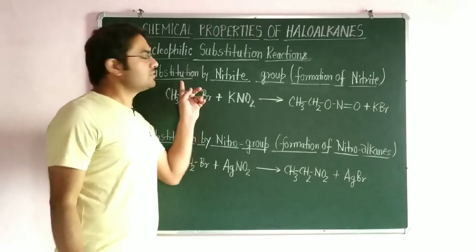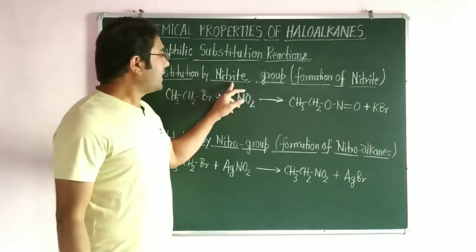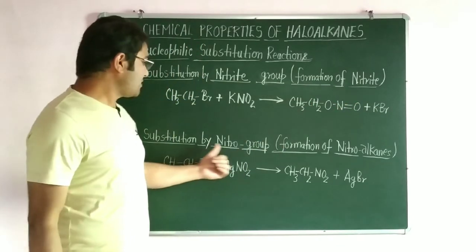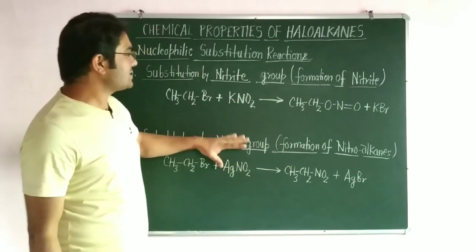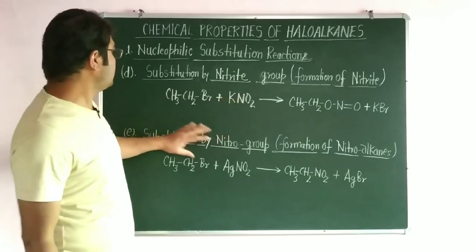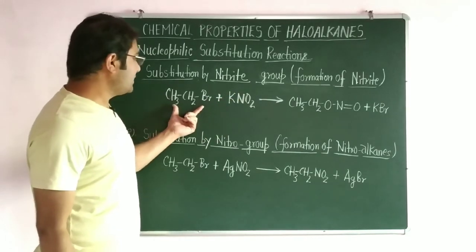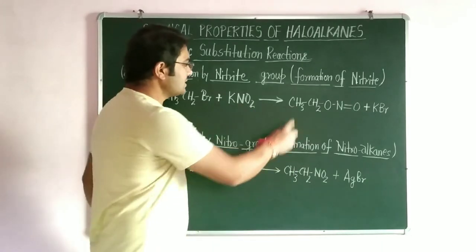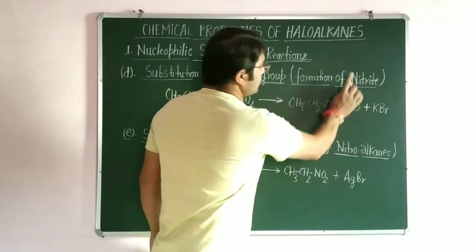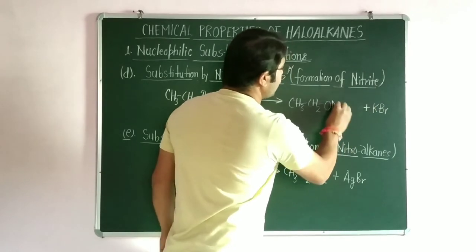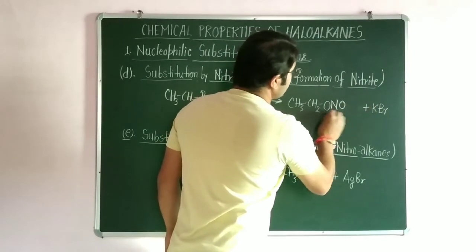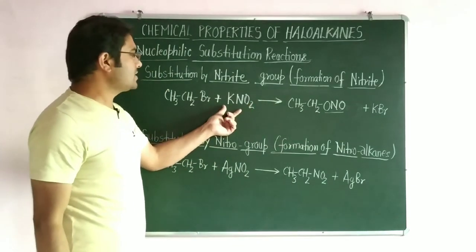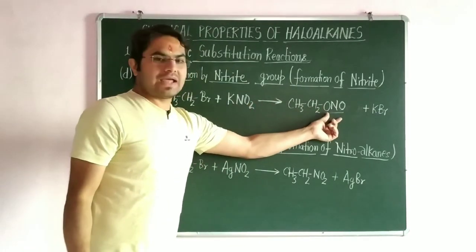Now the next substitution is by nitrite group, that is formation of nitrite, and substitution by nitro group. Again both reactions are similar to the previous one. Here, when alkyl halide is treated with potassium nitrite, KNO2, it forms CH3CH2ONO, and this ONO suggests that this KNO2 is ionic in nature. That's why it forms ONO.